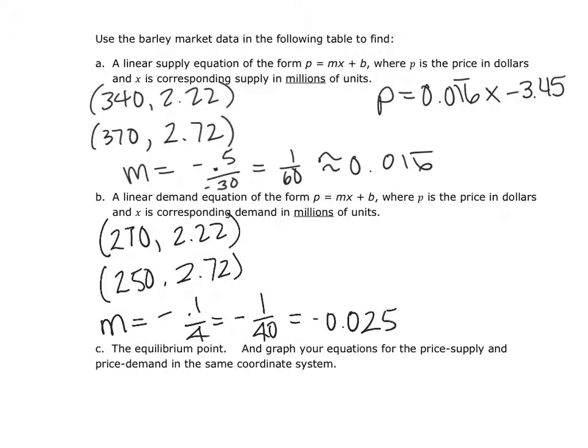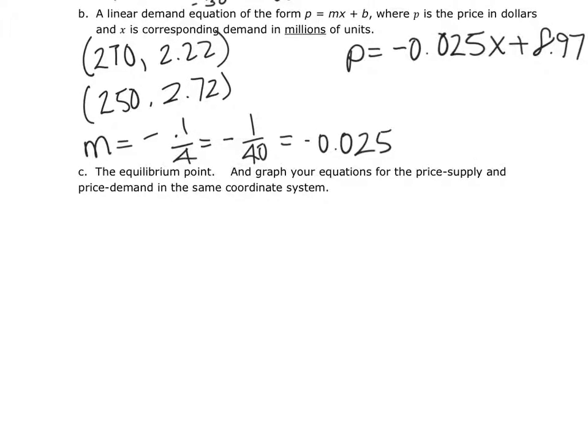0.025. Again, I would use a point slope form of the equation and then write it in slope-intercept, and so for this one I have P is equal to negative 0.025 X, and my intercept on this one was a positive 8.97. Okay. Now it's asking me to find the equilibrium point. So in other words, I'm going to put the two equations I found, the equation in A and the equation in B, and I'm going to set them equal to each other. So let's do that.